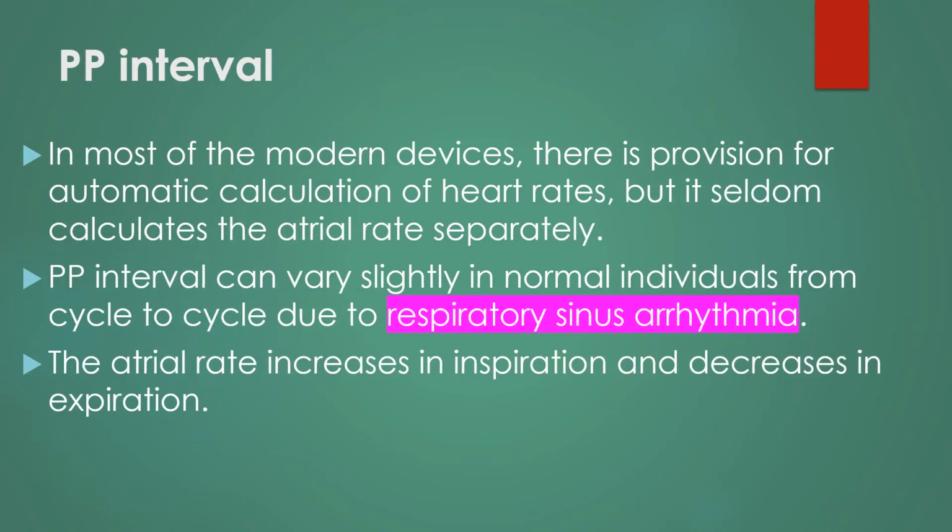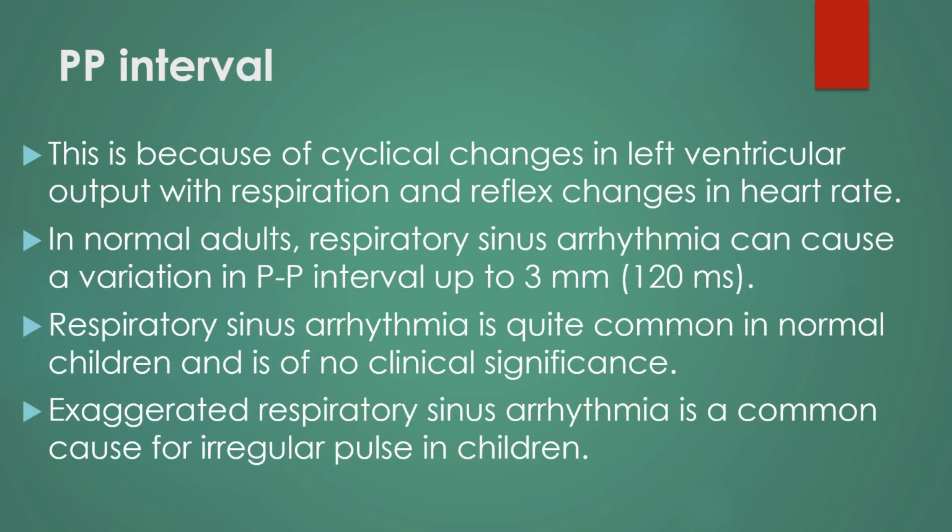In most of the modern devices, there is provision for automatic calculation of heart rates, but it seldom calculates the atrial rate separately. PP interval can vary slightly in normal individuals from cycle to cycle due to respiratory sinus arrhythmia. The atrial rate increases in inspiration and decreases in expiration. This is because of cyclical changes in left ventricular output with respiration and reflex changes in heart rate.